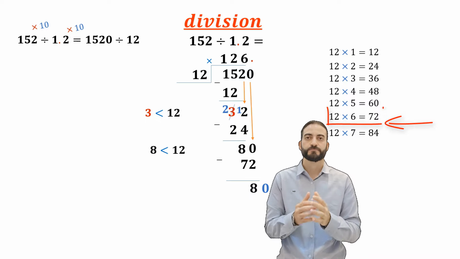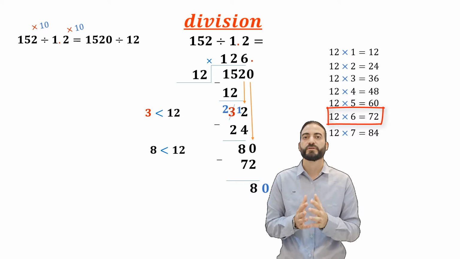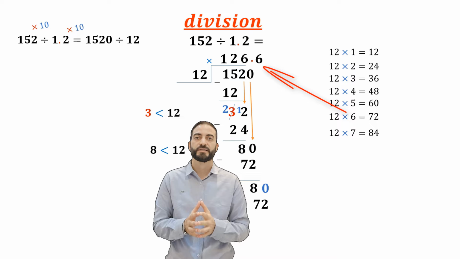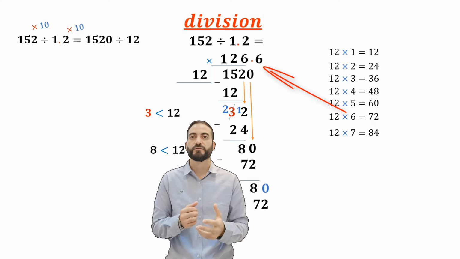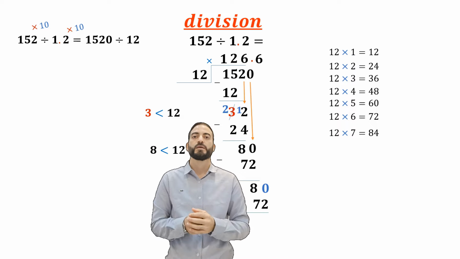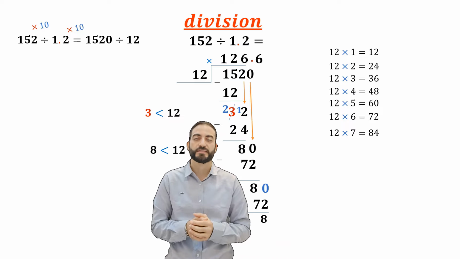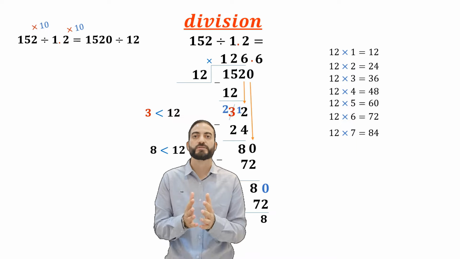So we take the smallest. We take 12 times 6 equals 72 and put this number, which is 6. We put here 6 times 12 equals 72. And here we do a subtraction. 80 minus 72 equals 8. Because 8 is smaller than 12.